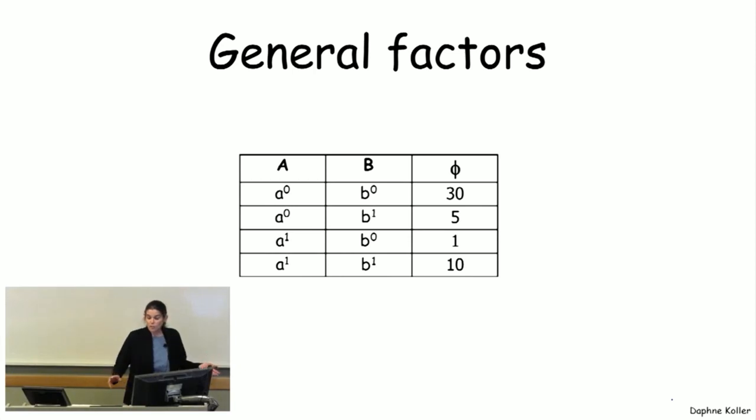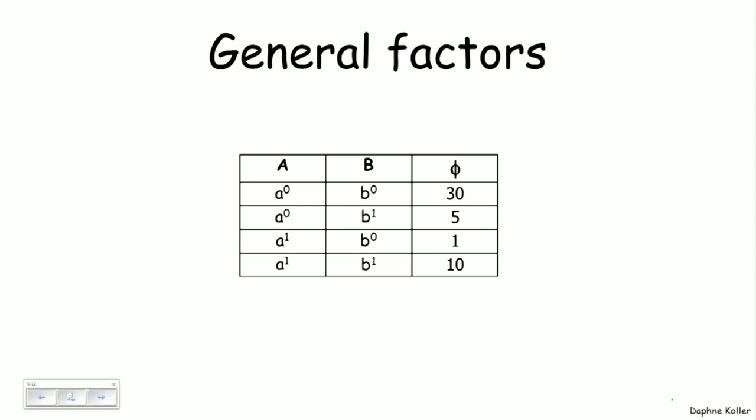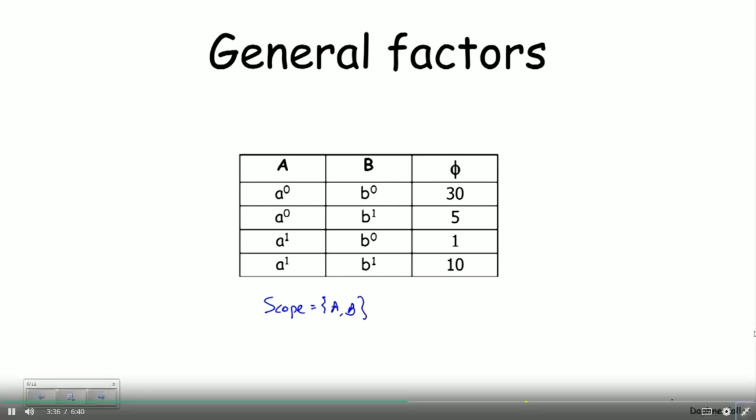Now the factors that we're dealing with will not always correspond to probability. So here's an example of a general factor that really doesn't map in any way to probability because the numbers aren't even in the range 0, 1. As we'll see, these kinds of factors are nonetheless useful. This is a factor whose scope is the set of variables A, B, and it still gives me a real valued number for each assignment A and B.